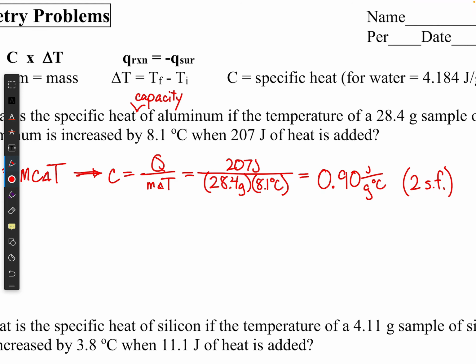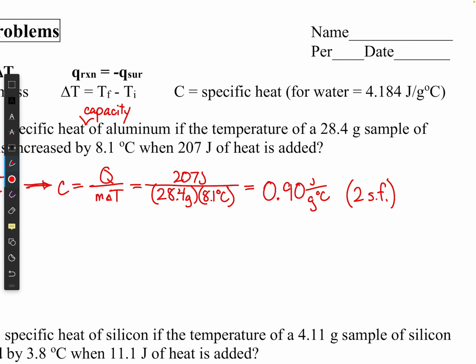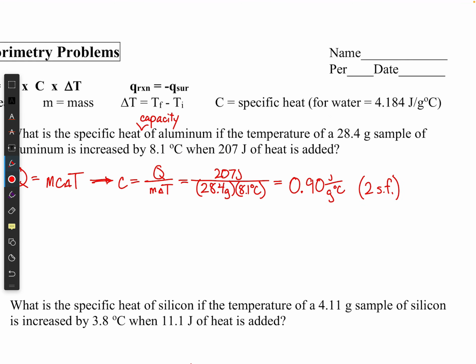problem setup, and here they are. And our final calculation will give then 0.90 joules per gram per degree Celsius, and that is two significant figures.